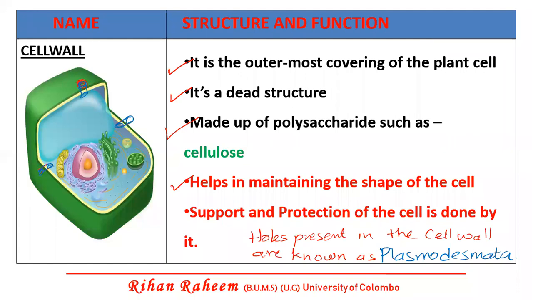So then only something can go through the hole. Or else, if the full cell wall is not having any holes, or if it is fully blocked, then how can things go inside and outside? Can't, no? So there should be some holes. So these are the main things about the cell wall.